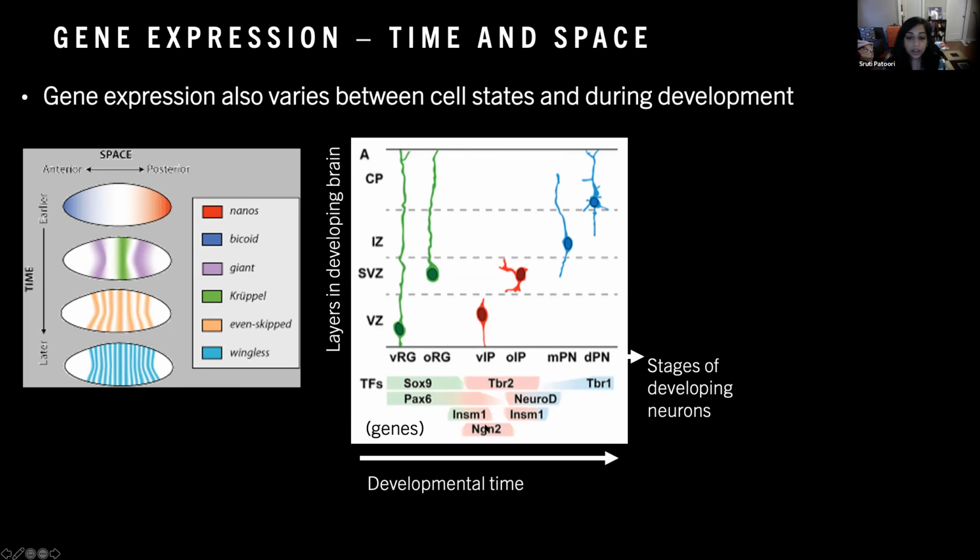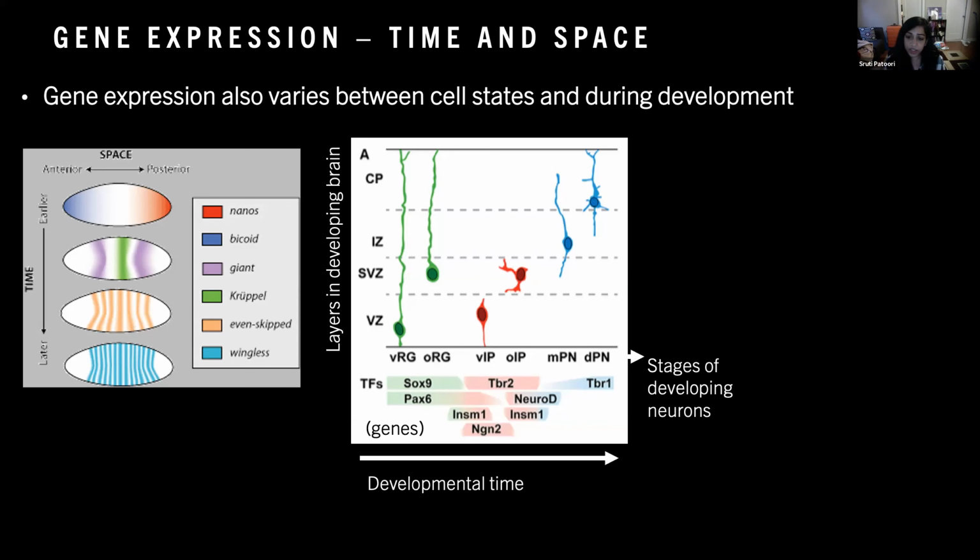Later on in development, it will express genes like TBR2 and still remain in these bottom 2 layers. Towards the end of its development, it's now expressing genes like TBR1 and it's moved up here, right? So across developmental time, you would not expect this intermediate progenitor to be expressing TBR1, nor would you expect it to be expressing TBR2 in the outer part of the developing brain. And so these are some of the messiness that we talked about that happens during vertebrate development.